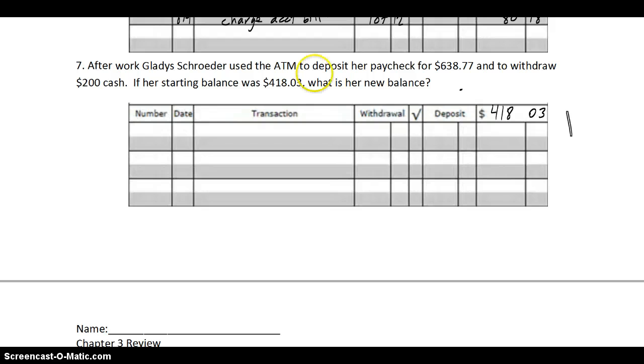What's her new balance? Well, she used the ATM, and again, let's just make up a day, so let's say she did this on Halloween. ATM deposit, so she put money in at the machine. Obviously a deposit, $638.77. So now you add those two, and you get $1,056.80. But then she decided she'd also like an ATM withdrawal of $200 cash. Maybe she got to the bank too late to do this in person, so she's just pulling it from the ATM. Just subtract 200 out, and it's a piece of cake, $856.80. All right.